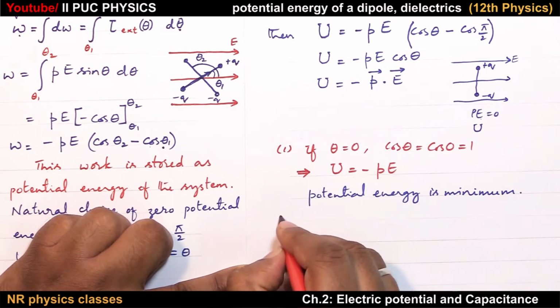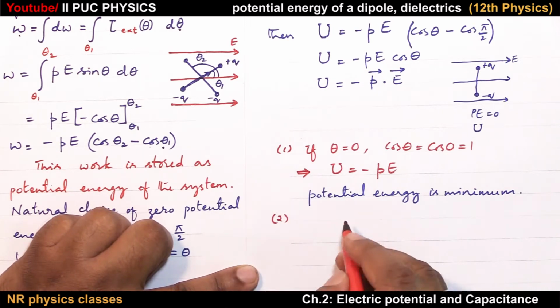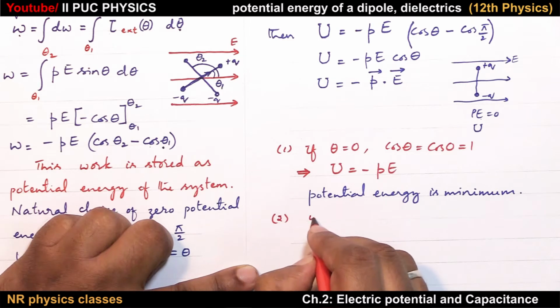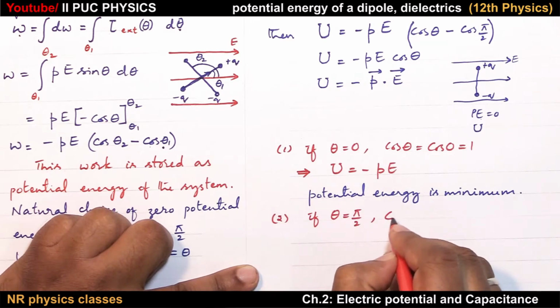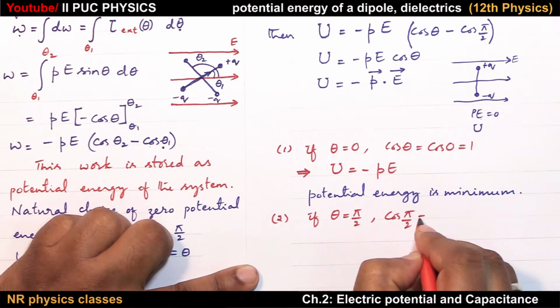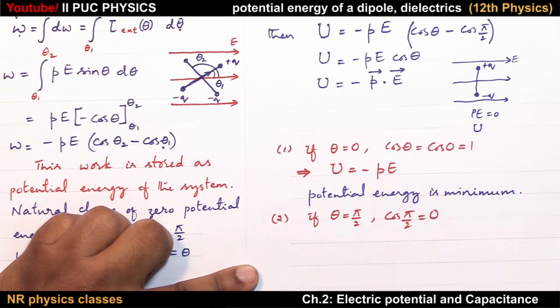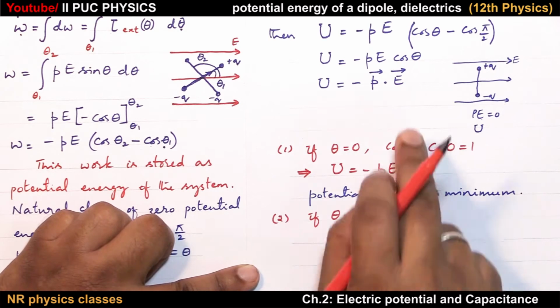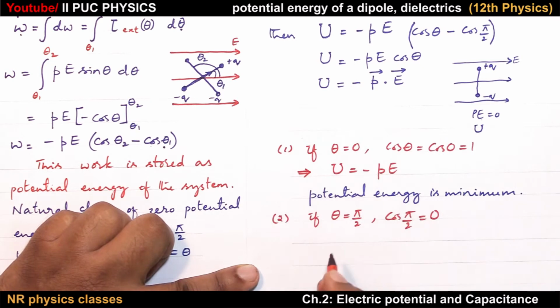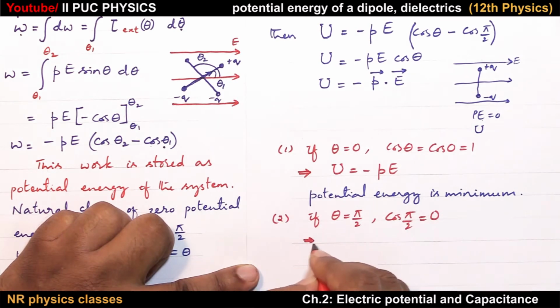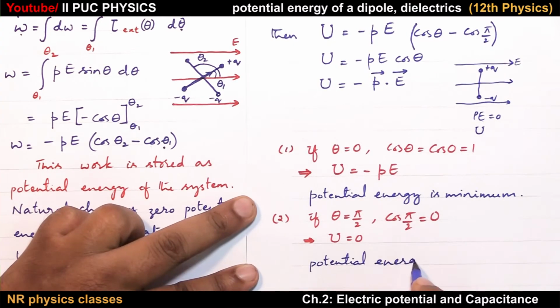Now, second case, if theta equals pi by 2, then cos pi by 2 equals 0. Cos pi by 2 is 0 means this is 0, this is 0. So potential energy is 0. So potential energy is 0 if theta is pi by 2.